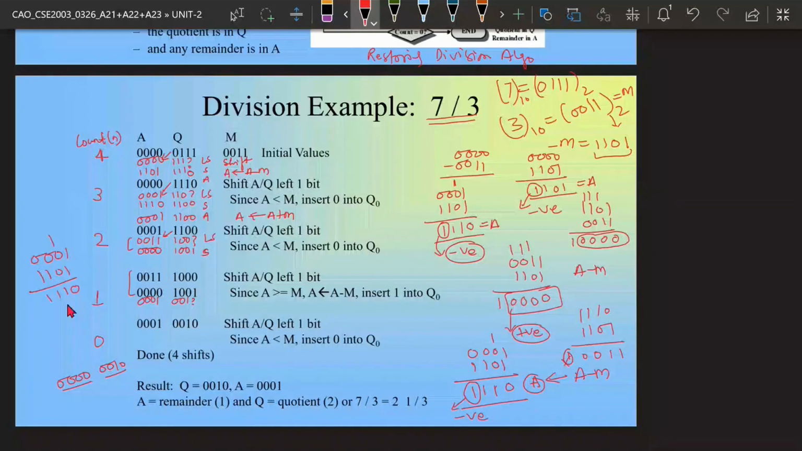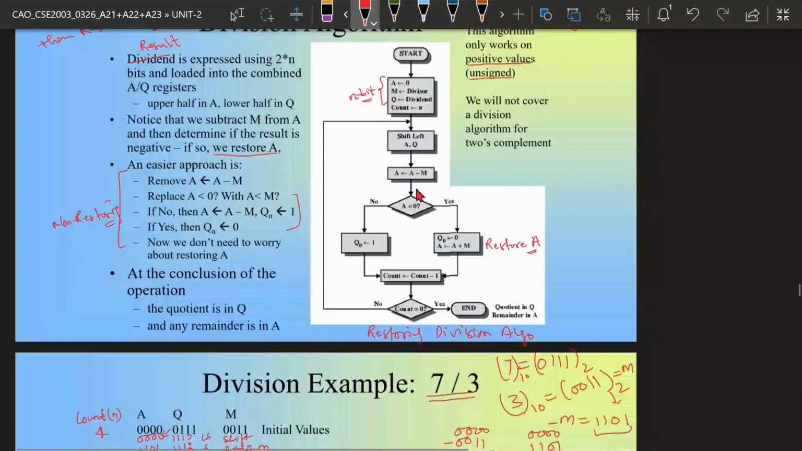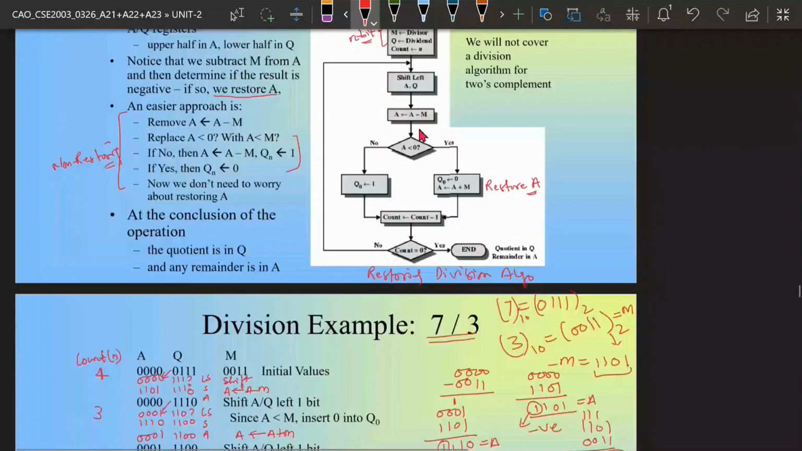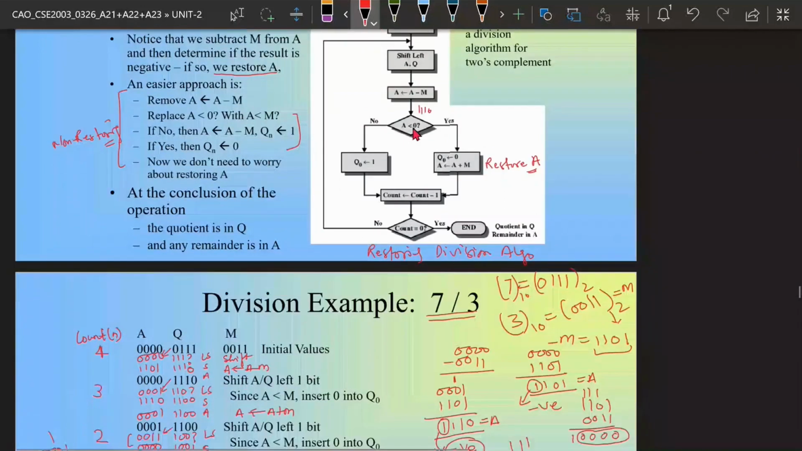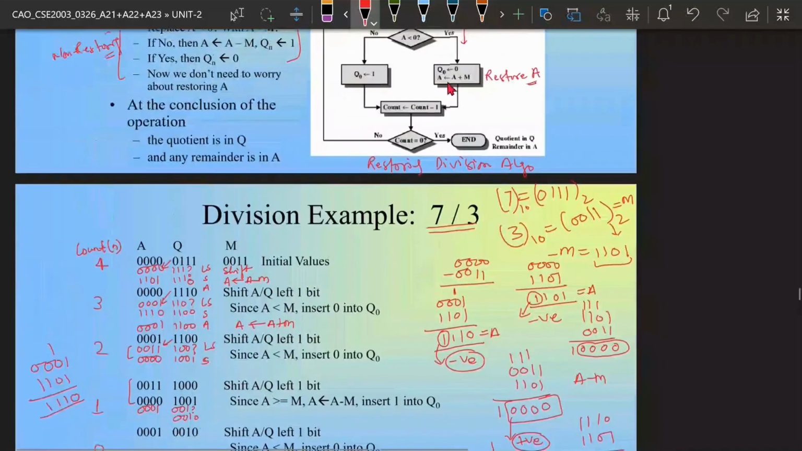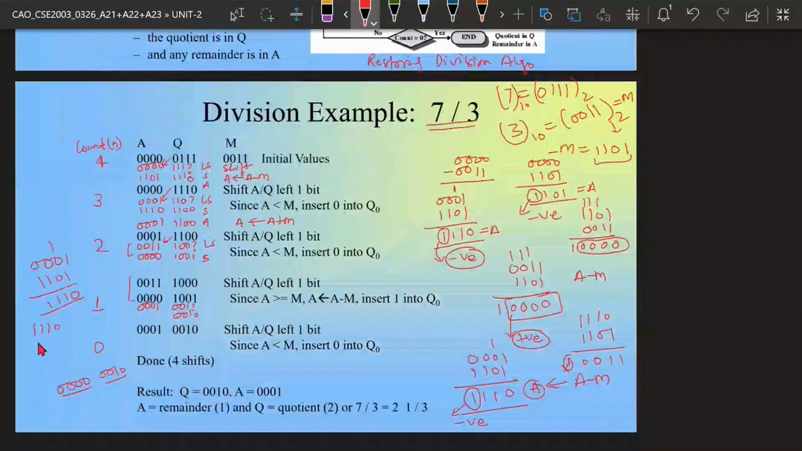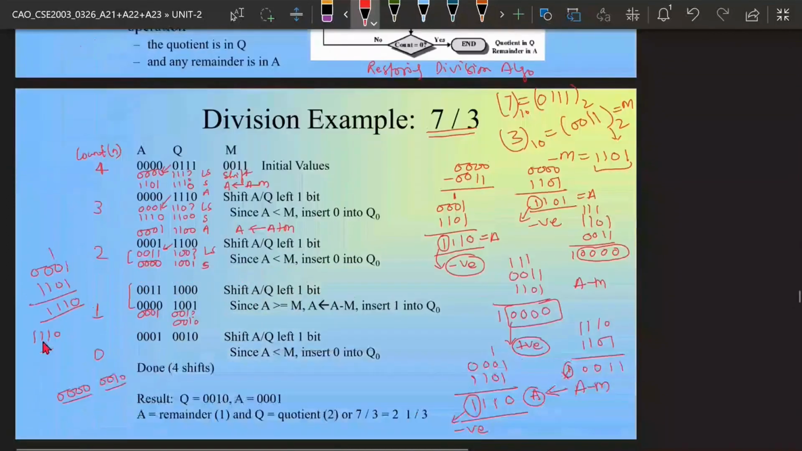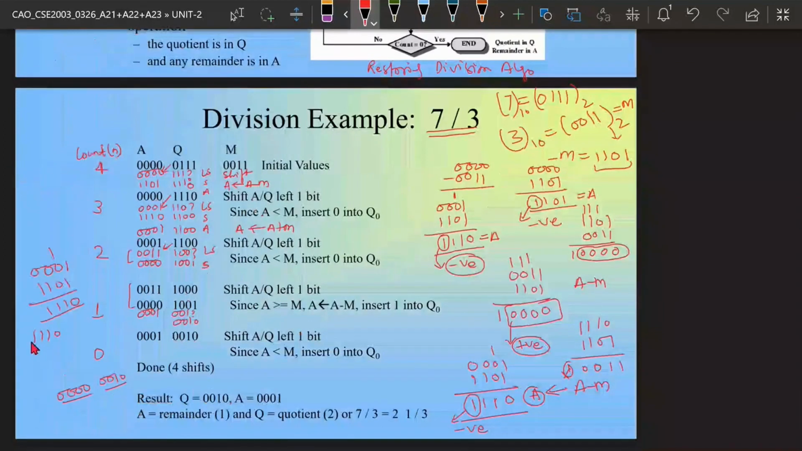So this is a negative number. Once it is a negative number, it is going in this way. So Q naught should be made 0, and A should be made A plus M. So the A value is this one, and it should be doing the restore value.